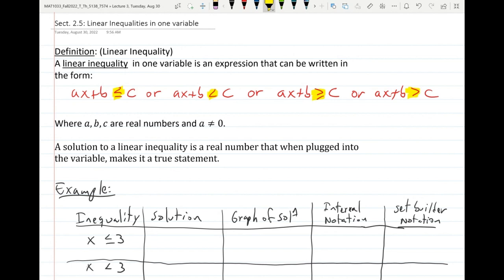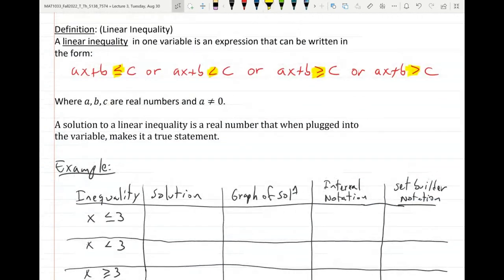So for example, this one reads the left side is less than or equal to the right side. This one reads the left side is less than the right side. Now this one, because the smaller guy is on the right, that means this guy is the bigger one. So the left side is greater than or equal to the right side. And the last one, the left is greater than the right side. Is that okay? So the pointy thing goes to the smaller one.